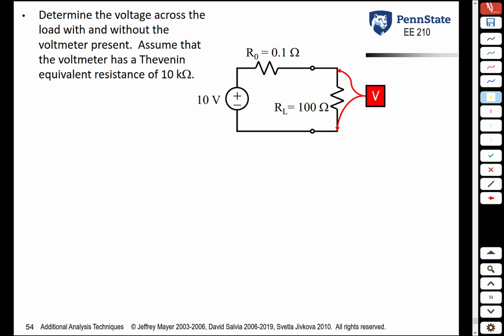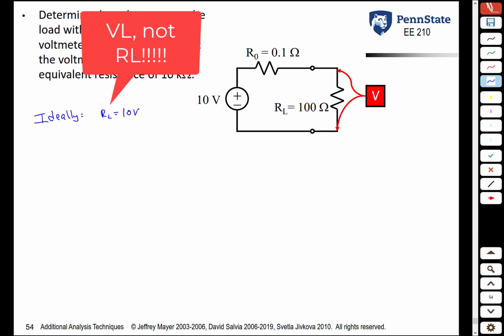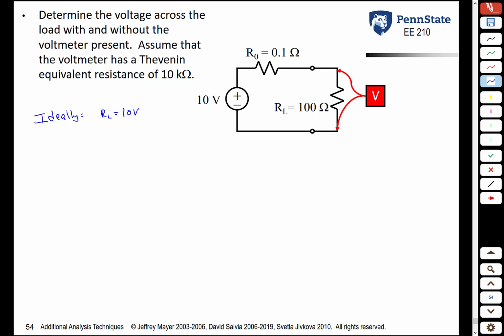So let's say that we have a 10-volt source with a very small series resistance connected up to a 100 ohm load, and we want to measure the voltage across the load. There are actually going to be three different voltages. There's the ideal voltage across the load, there's the actual voltage across the load, and then there is the measured voltage across the load. So ideally, VL would be 10 volts. Actually, however, because of the loading effect, because there is an internal resistance associated with the 10-volt source, the voltage across the load will be slightly less than that.